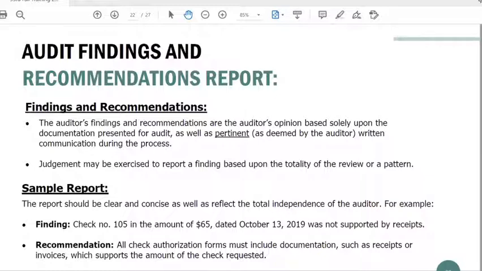It is important to not personalize your audit, just state your clear findings. Your report should be clear and concise, as well as reflect the total independence of the auditor. For example, in a finding, check number 105 in the amount of $65 dated October 13, 2019 was not supported by receipts. You would state that the recommendation is that all check authorization forms must include documentation, such as receipts or invoices, which supports the amount of the check requested.